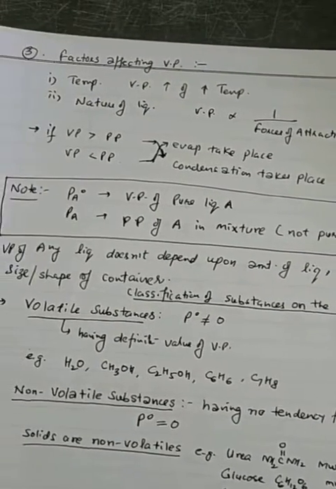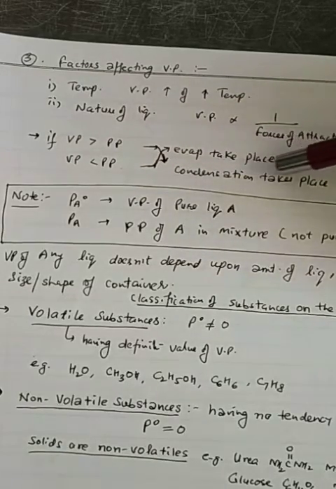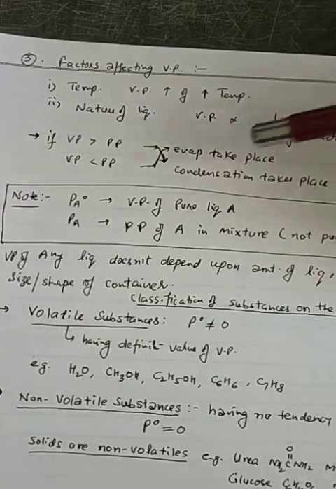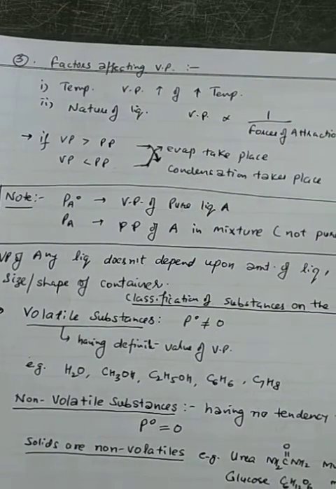If the vapor pressure is more than the partial pressure, then condensation takes place. And if the vapor pressure is less than the partial pressure, then evaporation takes place, because vapor pressure is the maximum value of partial pressure.